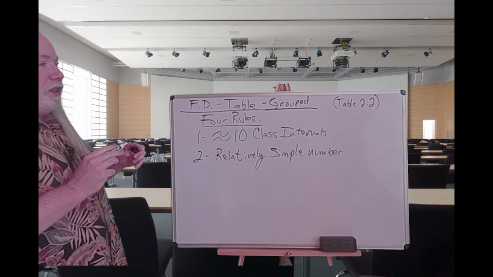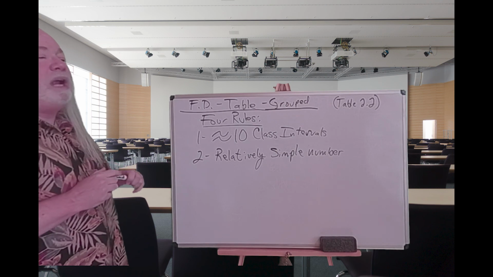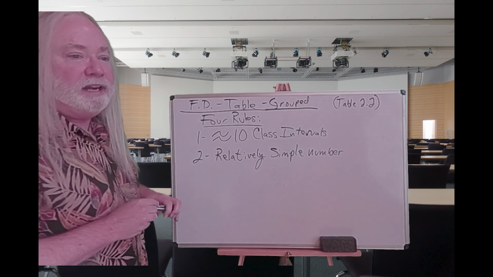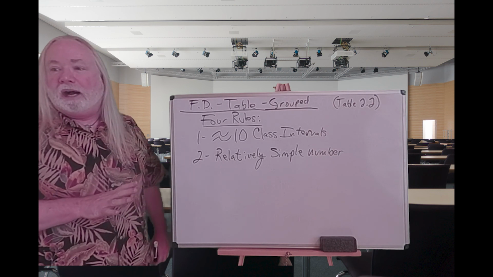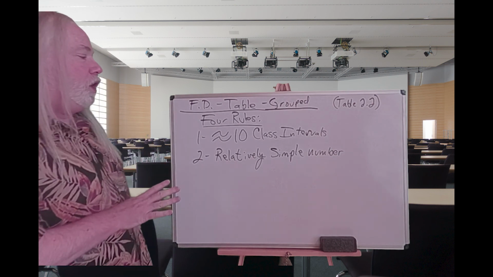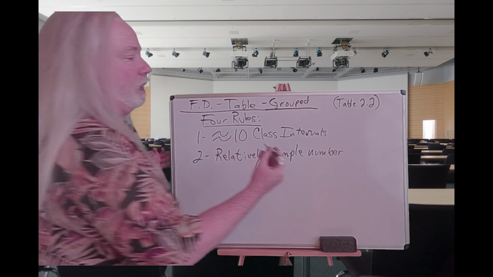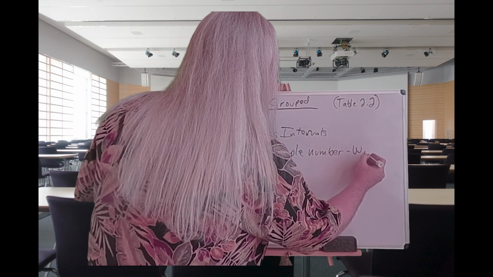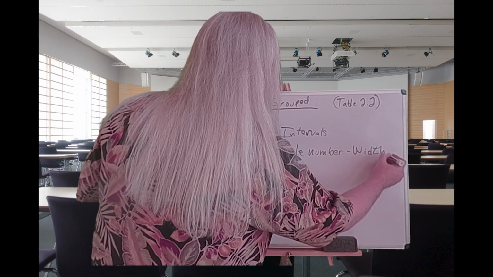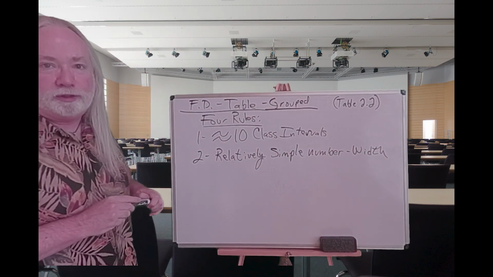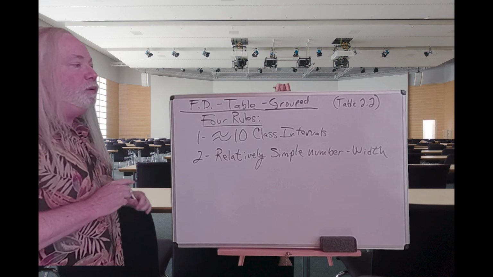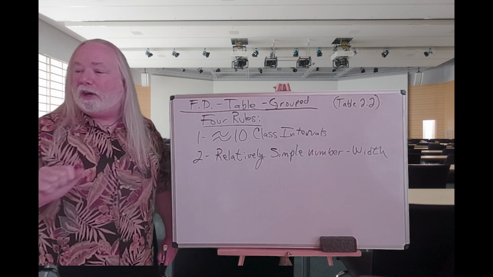We want the class interval to be a relatively simple number. In other words, how many scores are we bundling together? This is what's called the width of the interval. So when someone says how wide is the class interval, what they're really saying is how many scores are in that package. So again, let's look at table 2.2 for our example.